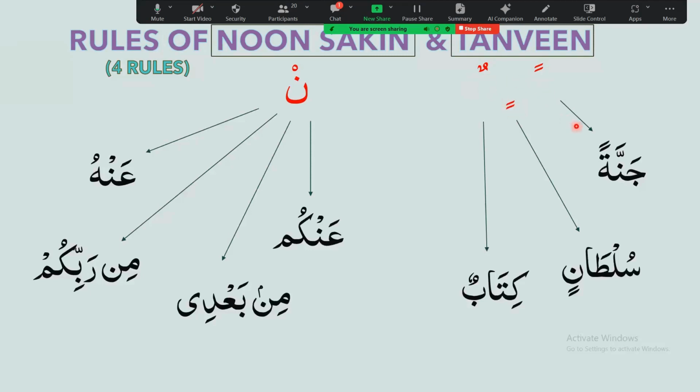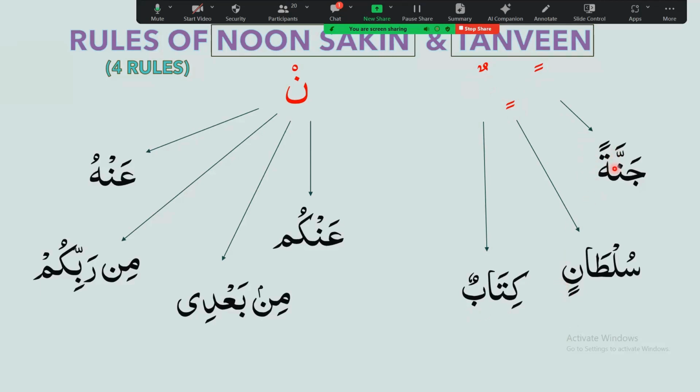Tanween are these two slanting line symbols above a letter, or these two slanting line symbols below a letter, or these two curled line symbols, curled symbols, or you can say apostrophe kind of symbols on a letter. So these are the three kinds of tanween. These tanween come at the end of words.